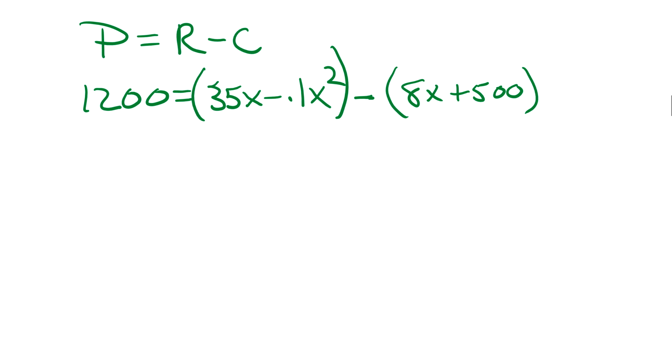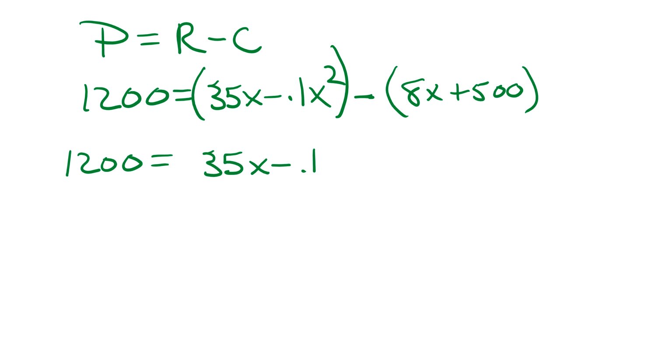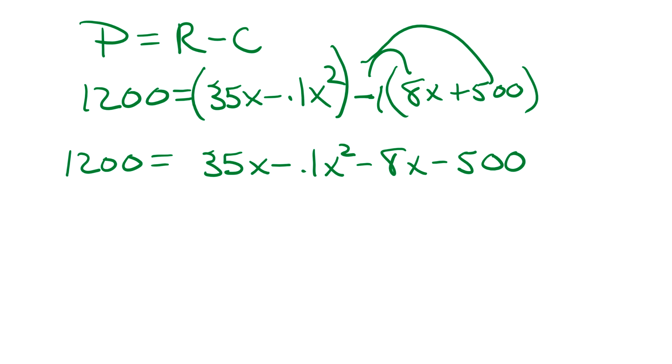So let's clean this up a little bit then. Okay, so it's going to be 1,200 equals 35x minus 0.1x squared minus 8x. So let's see, if I write this up, it's 35x minus 0.1x squared minus 8x minus 500. I'm distributing the -1 to here and to here. I'll gather my like terms, and I'm going to end up with, well, let's put the x squared first term here. So 1,200 equals what?